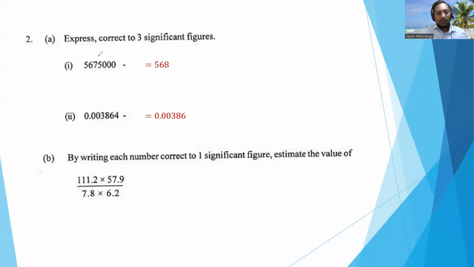See now, when you cut at here, right? So 5 or more, you have to add 1 to 7, right? So it is 568. Remember, you have to add 3 more zeros here, right? So answer is 568,000. And when you come to here, so 1, 2, 3, 6 is the third significant number. The next number is below 5, so you don't need to add anything. Answer is 0.00386.